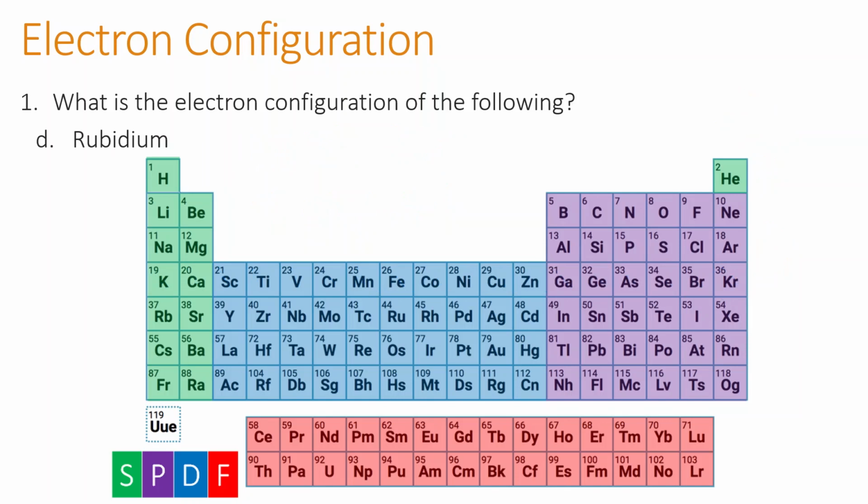Next, we're looking at rubidium, which is 37 here. So I can use my shortcut and go to the last noble gas before rubidium, which is krypton. So for rubidium, I'm going to put krypton in square brackets. So that means the electron configuration for the first 36 electrons. And then I've got one more here to get to 37. So that's going to be 5s1.